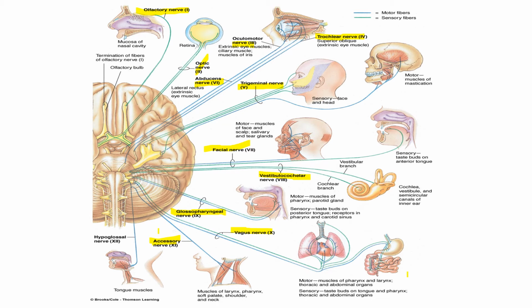Then cranial nerve number 11, this is motor movement for muscles of the larynx, pharynx, soft palate, the shoulder, and the neck. And then lastly, the hypoglossal nerve. This is important for motor movement of the tongue.